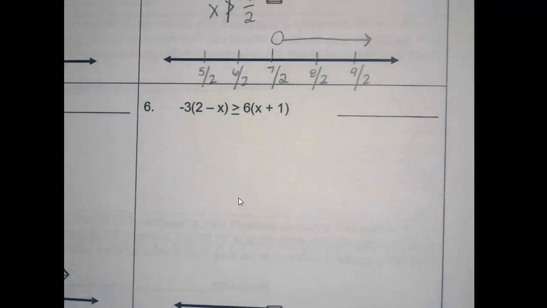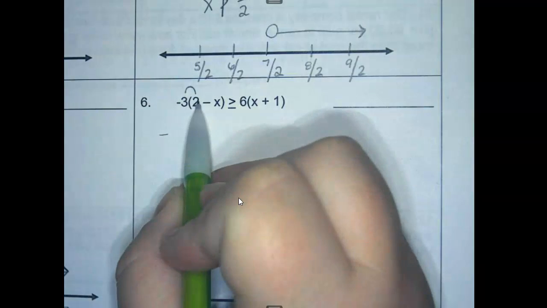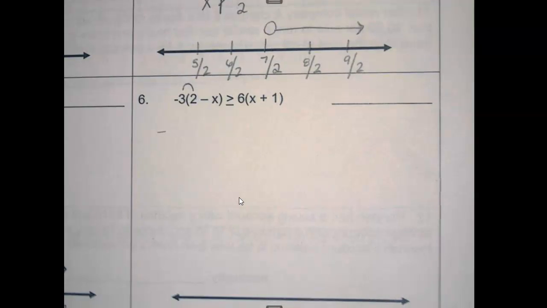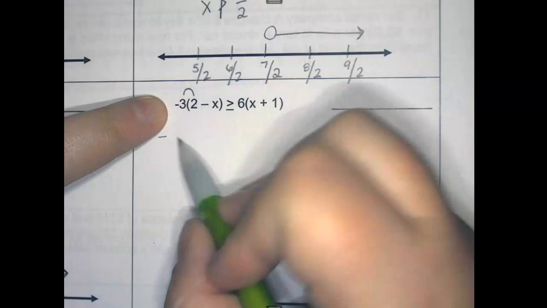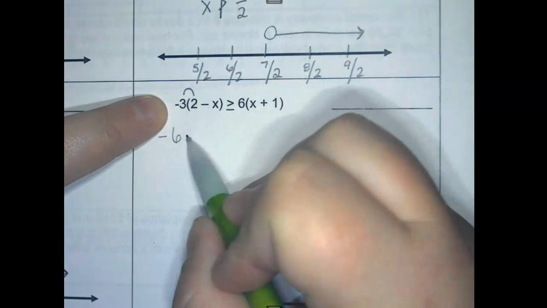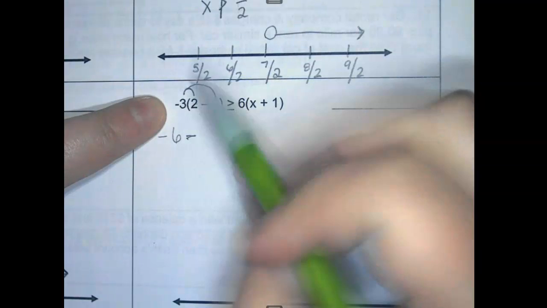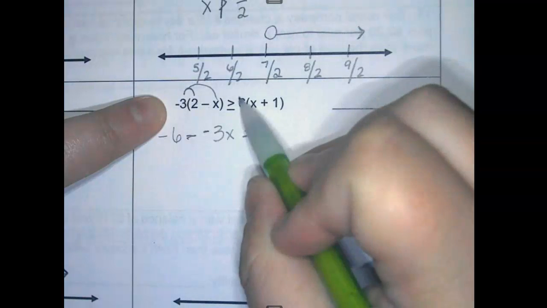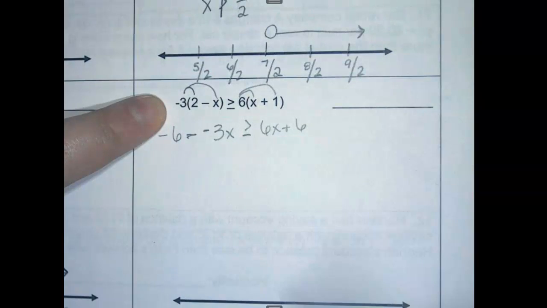All right, let's look at number 6. I know some of these we looked at in class, but let's go and look at it. This is one of those that you should probably pay close attention to because it's got that negative out front, and a few of us are still messing up on these. -3 times 2 is -6. Bring down my subtraction, and then I'm going to do -3 times x, so -3x. 6 times x is 6x. 6 times 1 is 6.